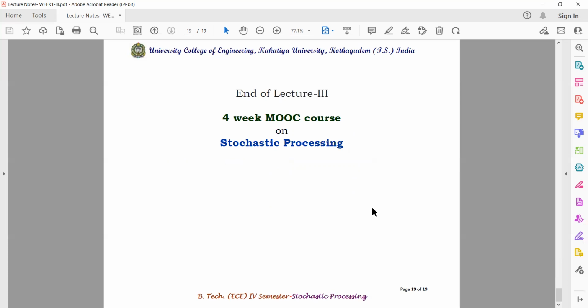So in this week, we have discussed the random variable, properties of CDF, properties of PDF, operations on a single random variable, calculation of statistical parameters such as mean, variance, standard deviation, and nth order moments, and some solved problems in this lecture 3. So that's the completion of this week 1 session.